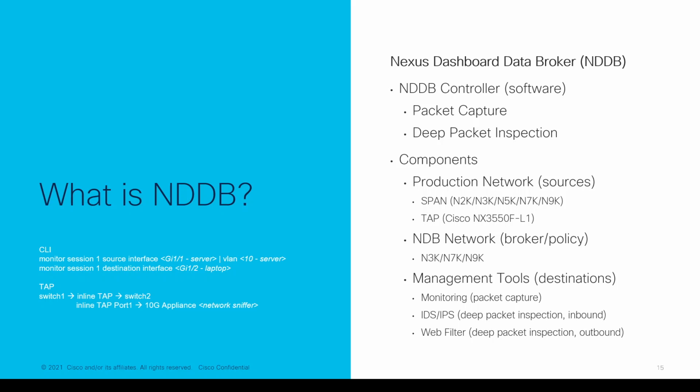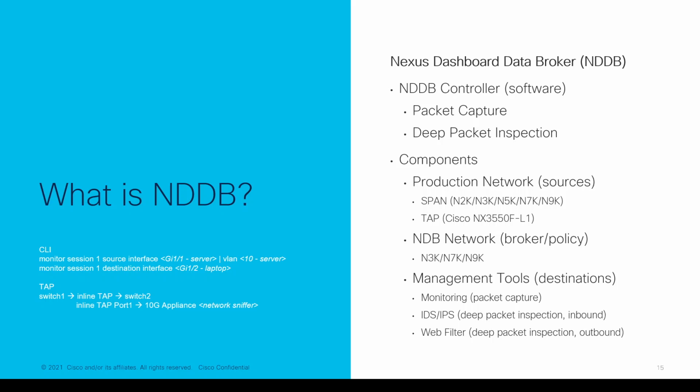A Nexus Data Broker network is a series of devices that are programmed by the Nexus Dashboard Data Broker Controller software to copy, filter, and forward packets. The Nexus Data Broker network supports many different speeds and feeds to accommodate the needs of traffic coming from the production network. The Nexus Data Broker network is responsible for copying, filtering, and forwarding interesting traffic to different monitoring tools. The Nexus Dashboard Data Broker Controller software will program ports on the Nexus Data Broker network that receive traffic from the production network. These are known as input ports.